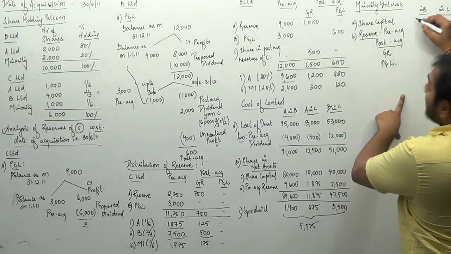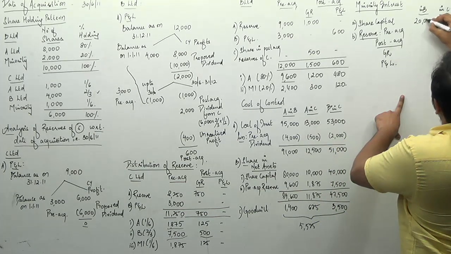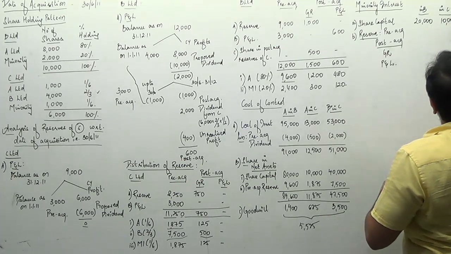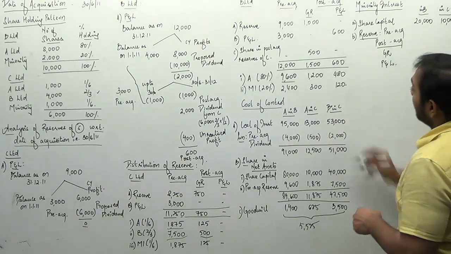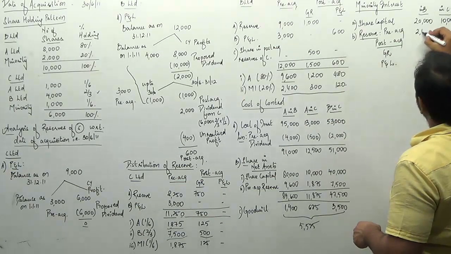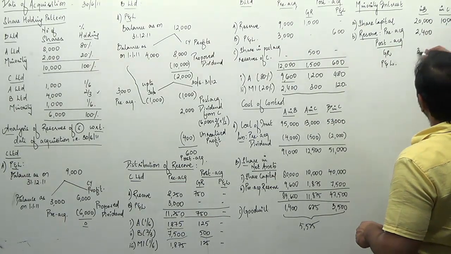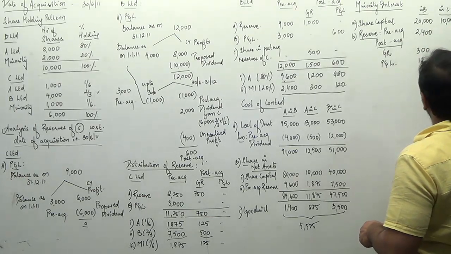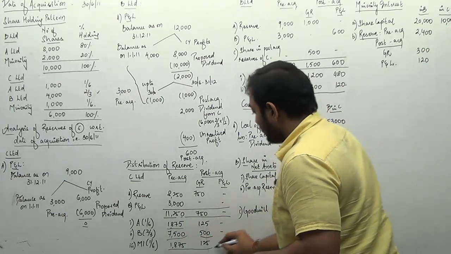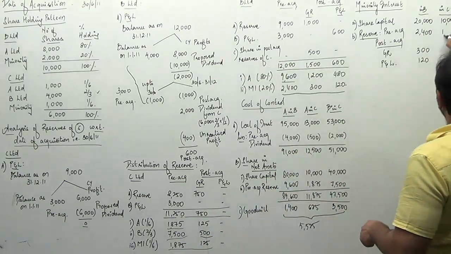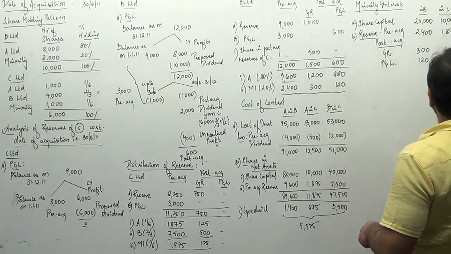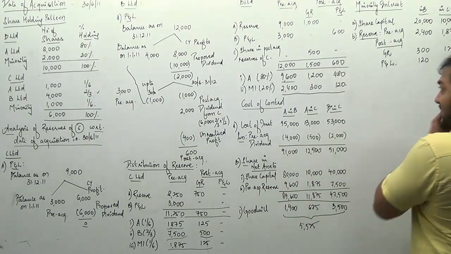In B Limited, share capital, 2,000 shares, 20,000 rupees. In C Limited, 1,000 shares, 10,000 rupees. My reserves in B Limited, 2,400 pre-acquisition, 300 post-acquisition general reserve, 120 post-acquisition P&L. In C Limited, 1,875 pre-acquisition reserve and post-acquisition general reserve is 125, P&L is nil.